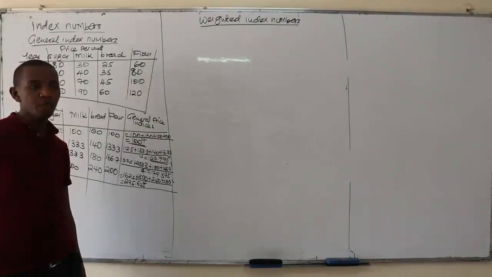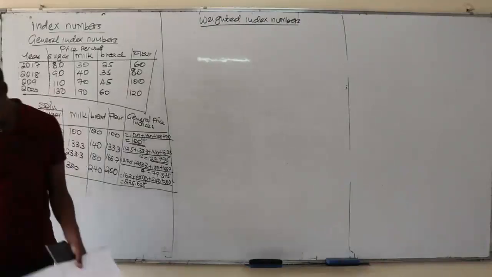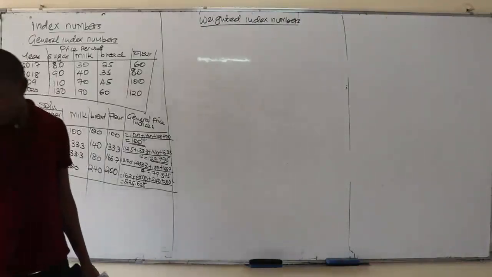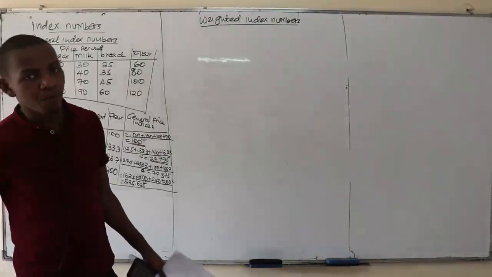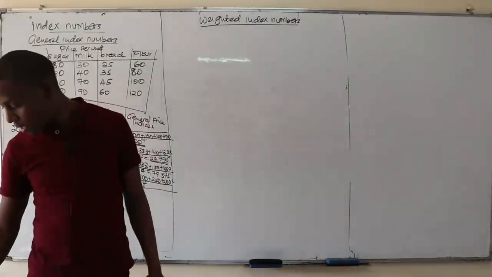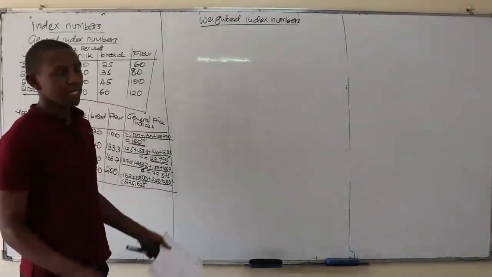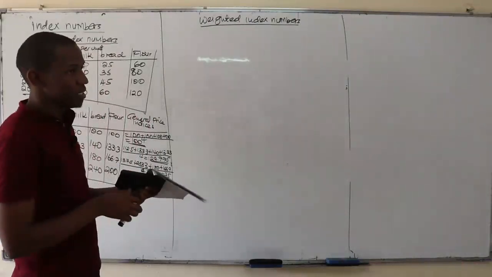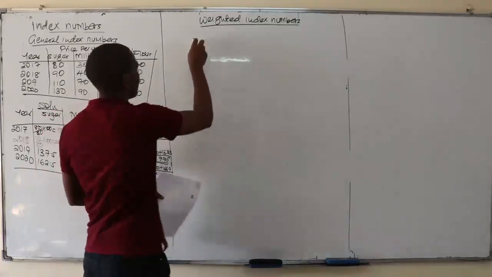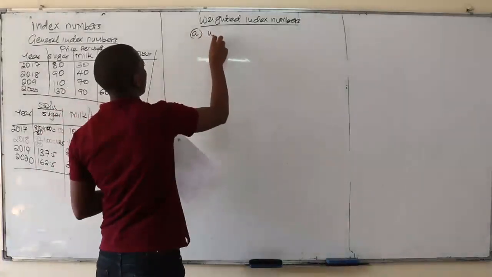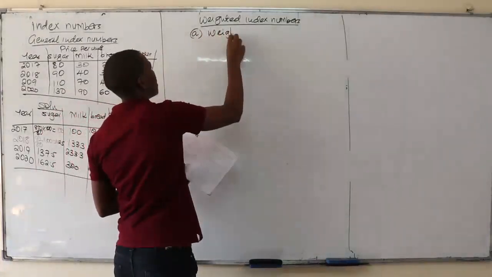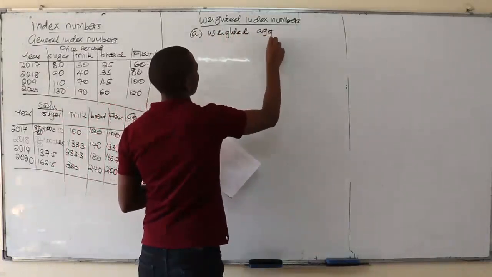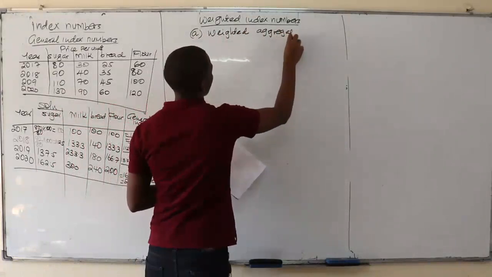Say there are two methods used, depending on how the weights are determined. A, we have the weighted aggregate method.